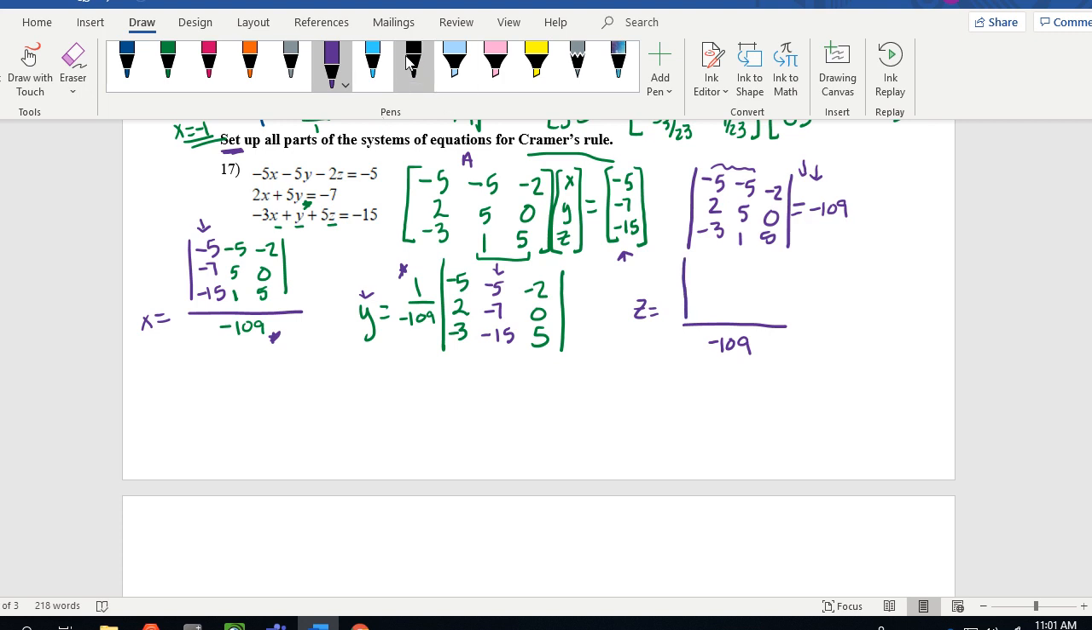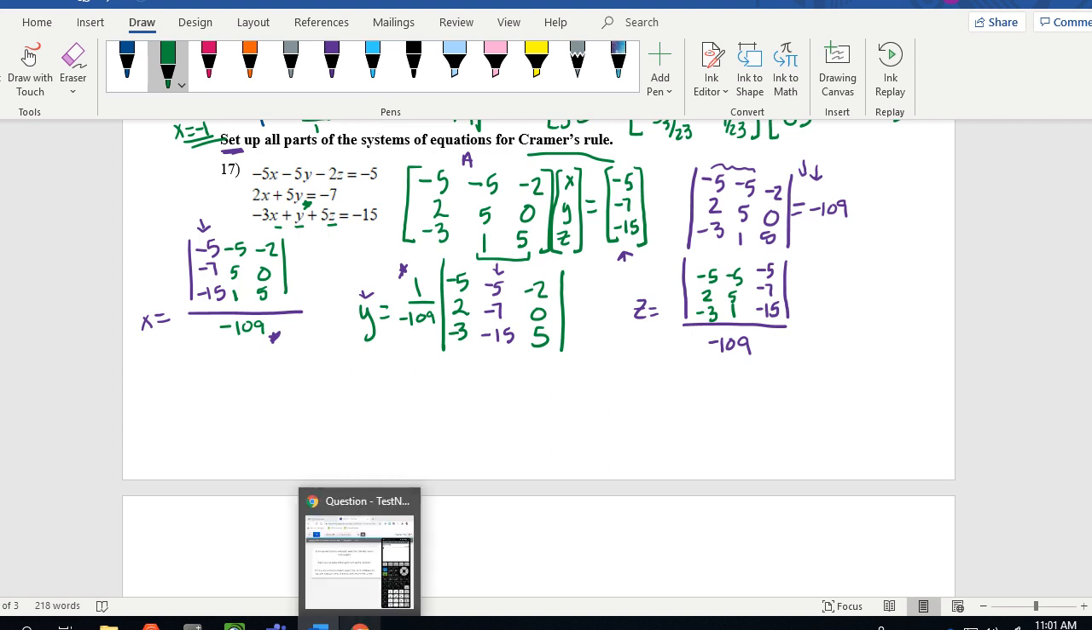All right, so this is going to stay the same on the first 2, but the last one gets the -5, -7, -15. Everything else stays the same, and it's really easy to copy it. It's right above it. So -3, -5, 5, 1. Those are the setups.